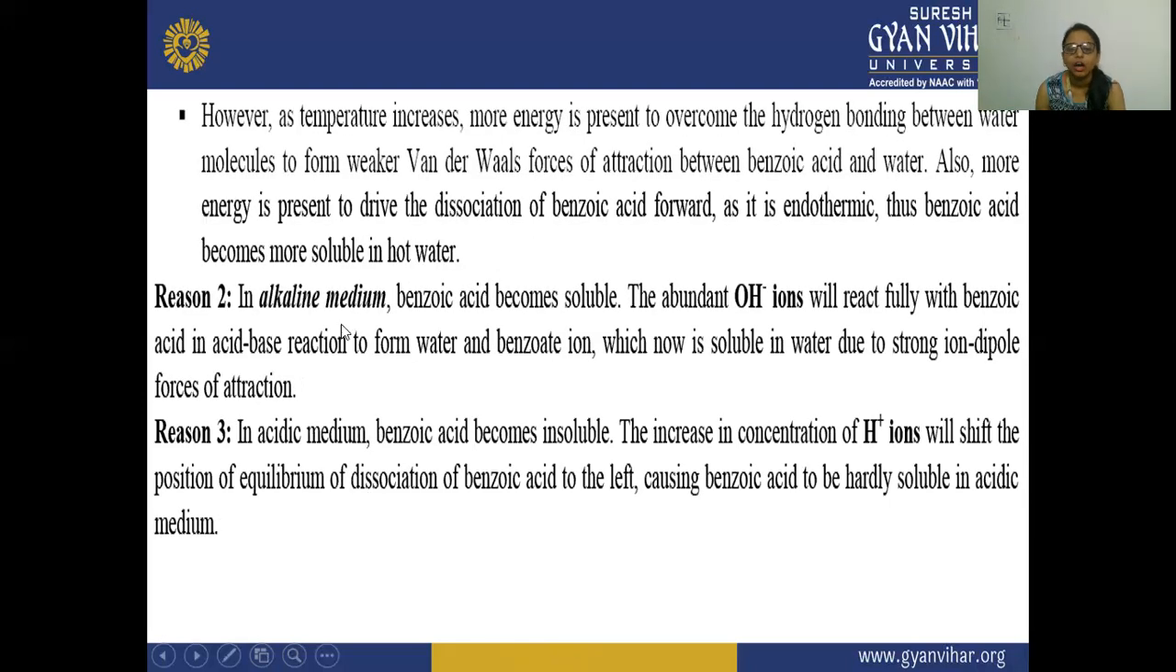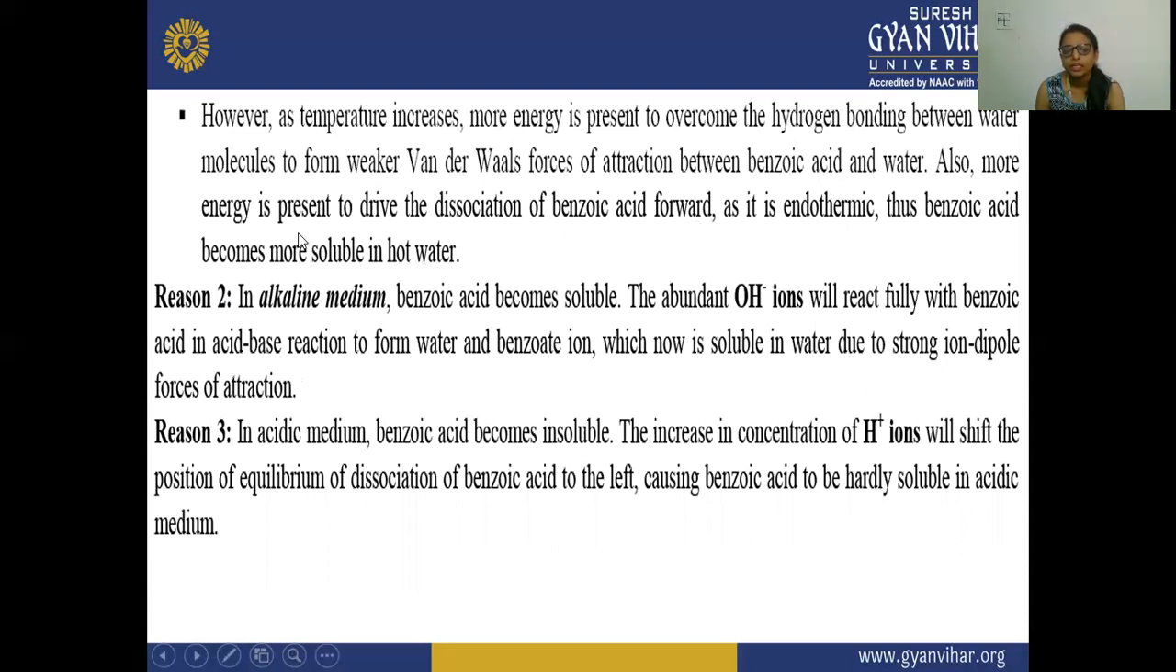However, as the temperature increases, more energy is present to overcome the hydrogen bonding between water and the molecule, and it forms van der Waals forces of attraction between benzoic acid and water. Also, more energy is present to drive the dissociation of benzoic acid forward, as it is endothermic. Thus, benzoic acid becomes more soluble in hot water.